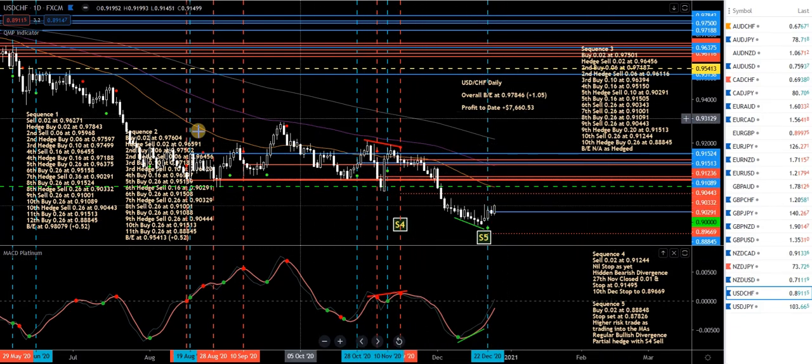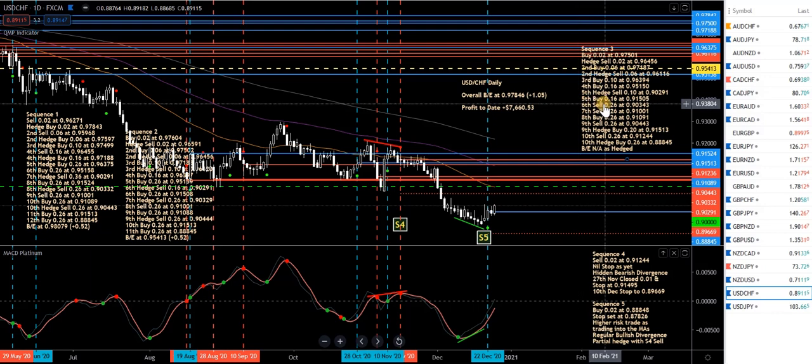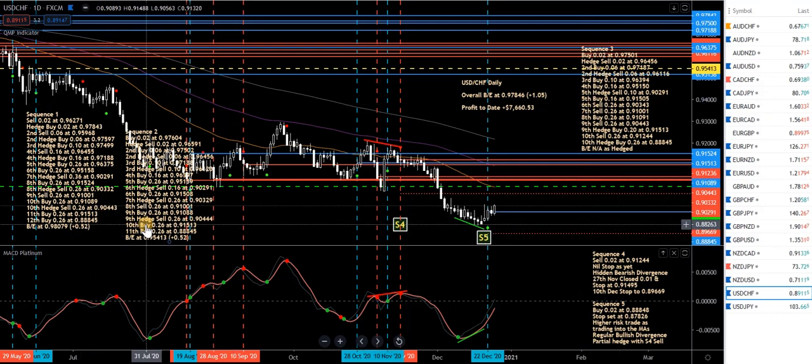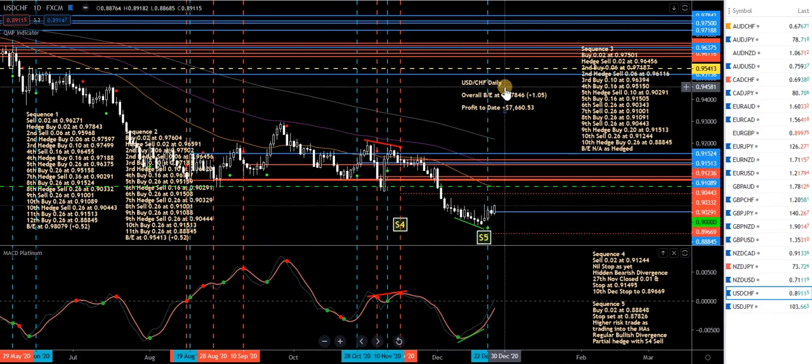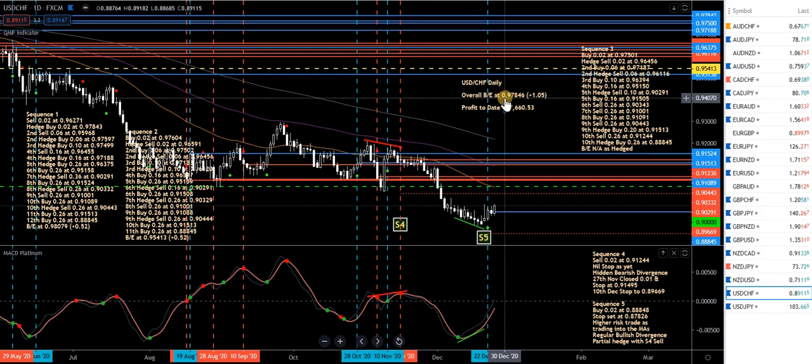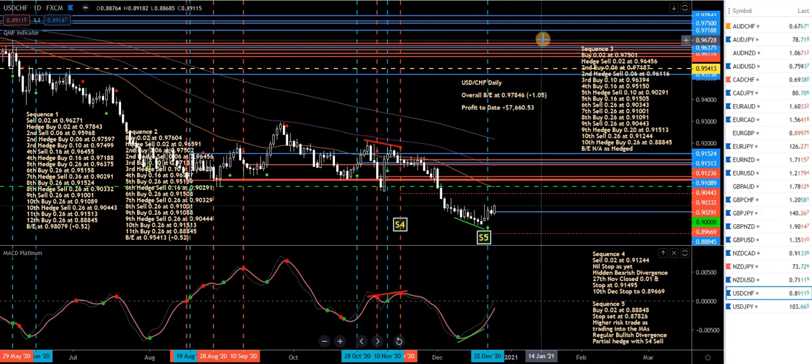So these two are fine. No problem. Sequence 1, sequence 2, and sequence 3 are a little bit of a problem. They've got big break-even levels up higher. Look, I don't think I'll get the break-even anytime soon. The overall break-even is 97846. So that's up here somewhere, up in this area here. That's not going to happen anytime soon.